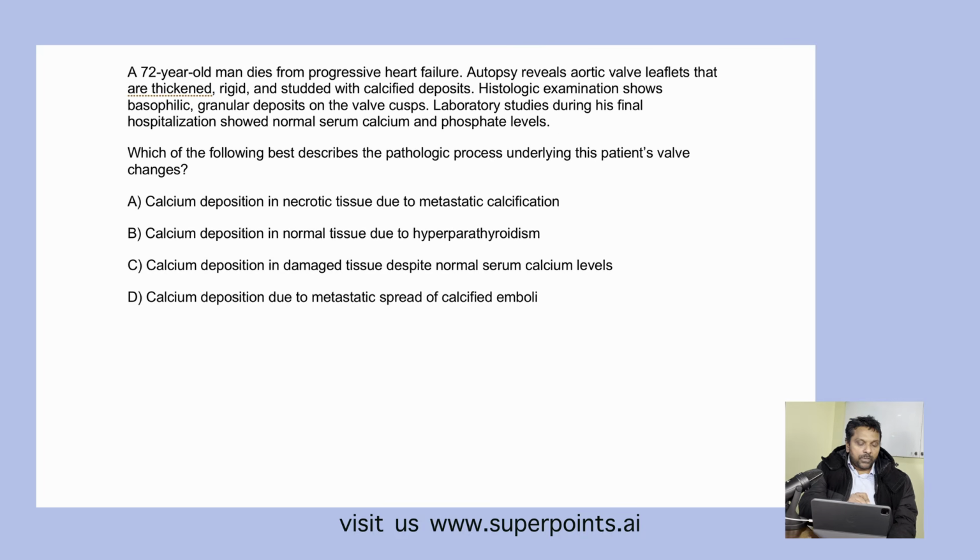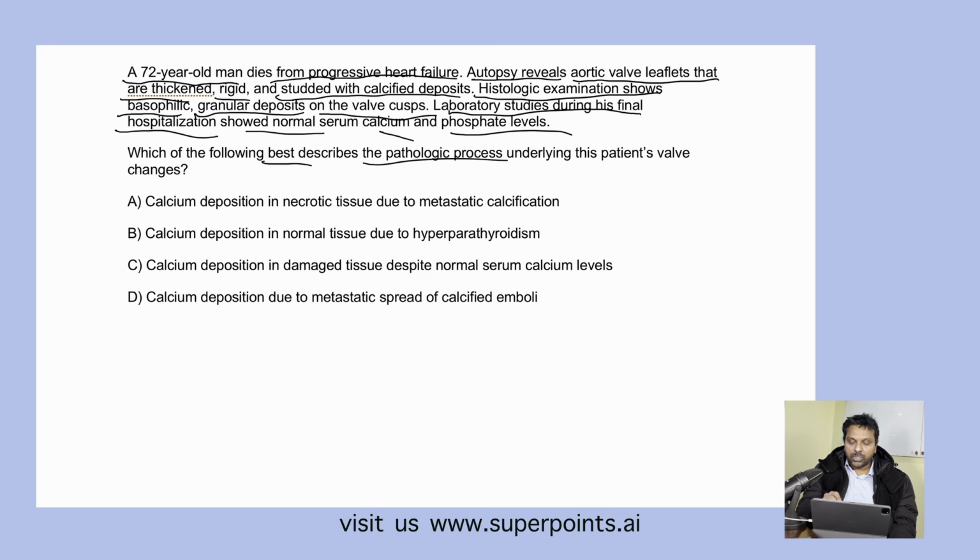A 72-year-old man dies from progressive heart failure. Autopsy reveals aortic valve leaflets that are thickened, rigid, and studded with calcified deposits. Histologic examination shows basophilic granular deposits on the valve cusps. Laboratory studies during his final hospitalization showed normal serum calcium and phosphate levels. Which of the following best describes the pathologic process underlying this patient's valve changes? So there are 4 options here, and choose the best option that you can give.